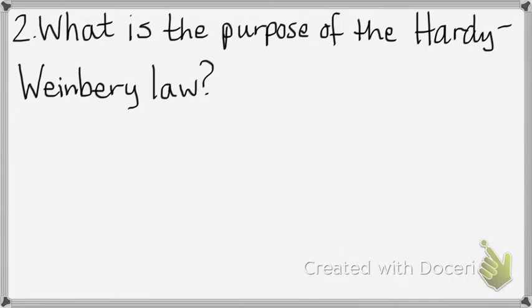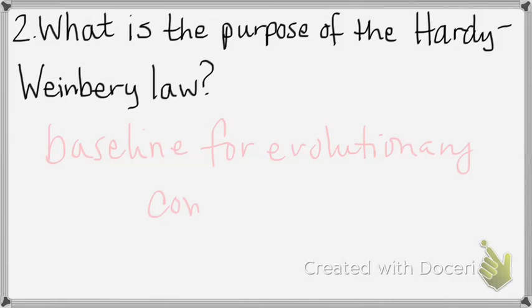Okay, number 2. What is the purpose of the Hardy-Weinberg law? Does anybody know why we do Hardy-Weinberg? Basis comparison of evolution. Good. That's very good, Alex. Okay, so the idea is that evolution is the change in the genetics of a population, but you can't know if something's changed if you don't know what it was. So it's the baseline for evolutionary comparisons. You got to know that, the purpose of the Hardy-Weinberg. It's baseline for evolutionary comparisons.